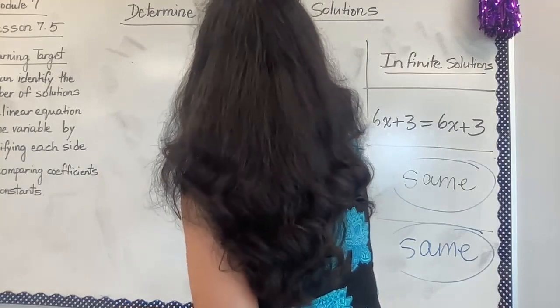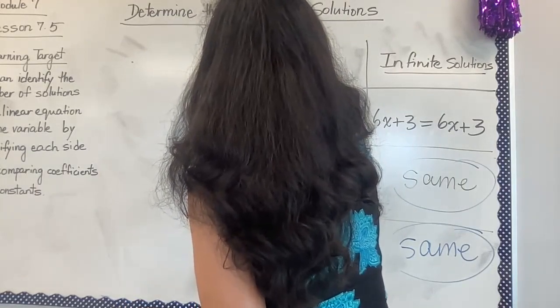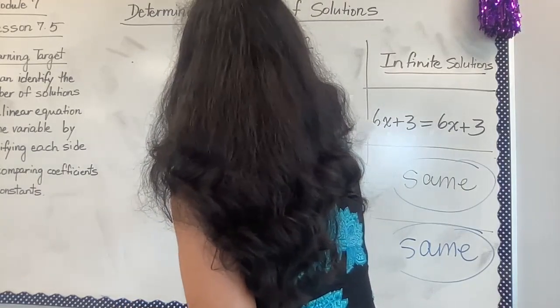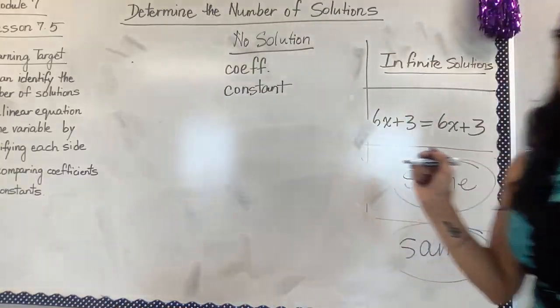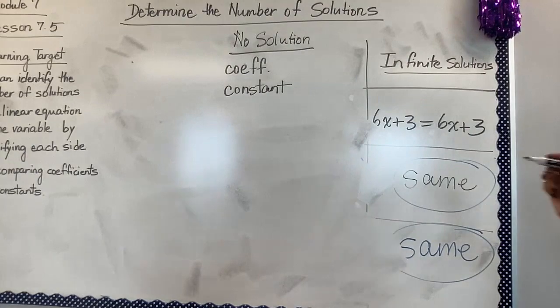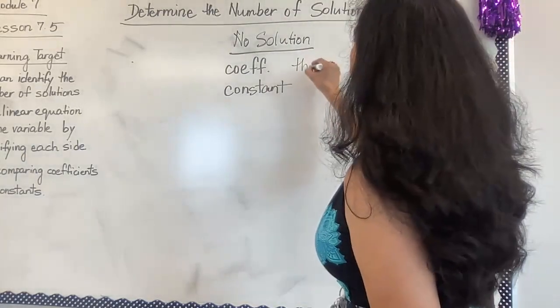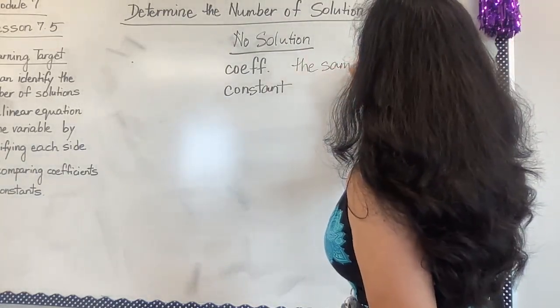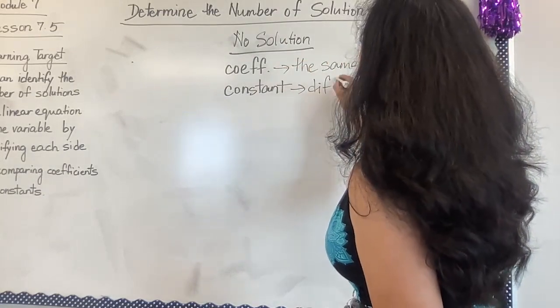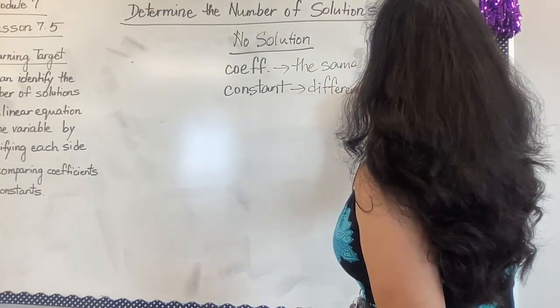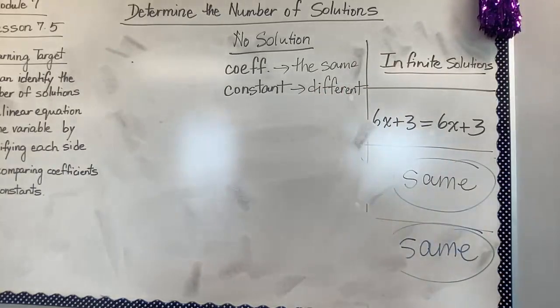All right. So what should happen to the coefficients and what should happen to the constant? Should they be the same, different, what? Okay, so we had talked about this. In this, the coefficients are the same for no solution and the constant is different. The constant is different.